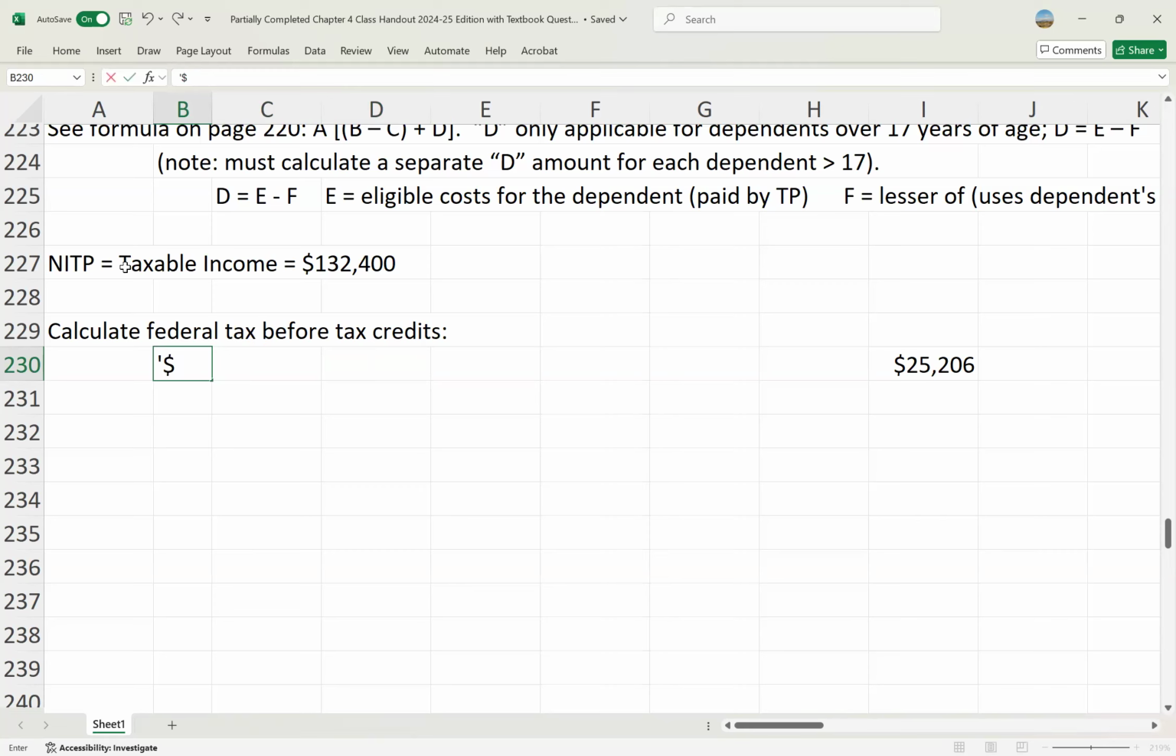So remember, using page 1 of the rates table, figure out which row you're in. So for this one here, they're going to be above the 111,733. So we take the 19,833. And then for the amount over that, which is going to be at 26%, the amount over that will be 132,400 minus 111,733. And we work through that calculation. That's going to give us the 25,206. And once again, as I'm going through this, feel free to stop me if you have any questions.